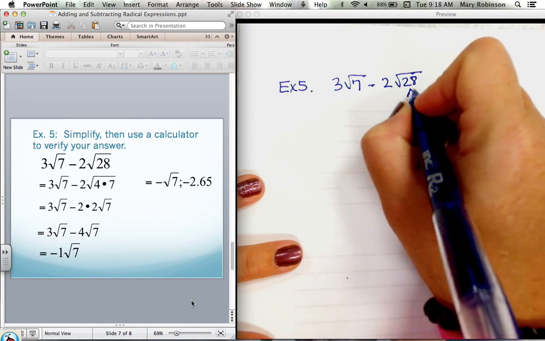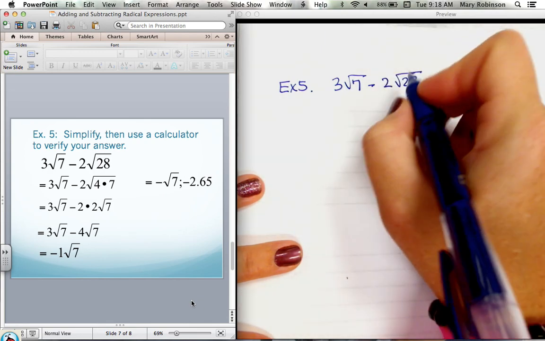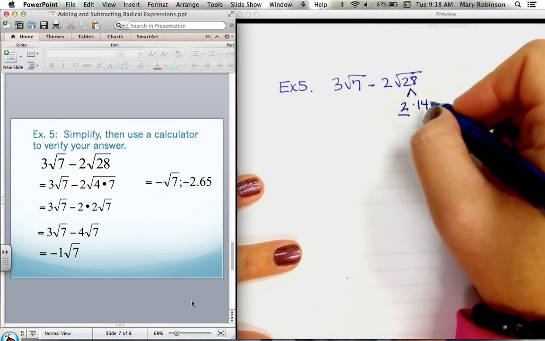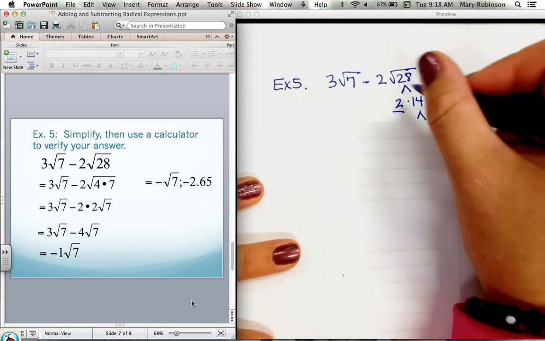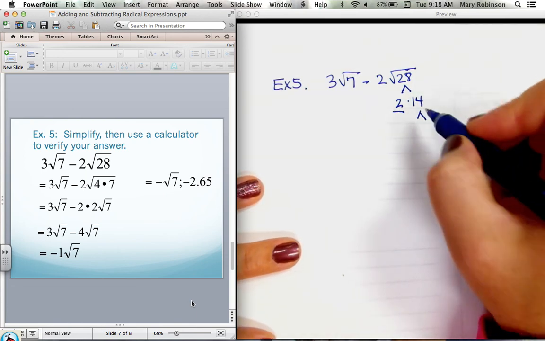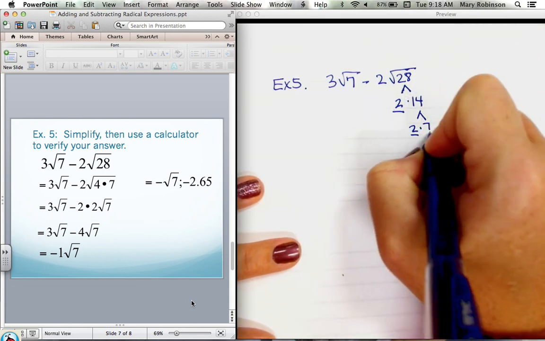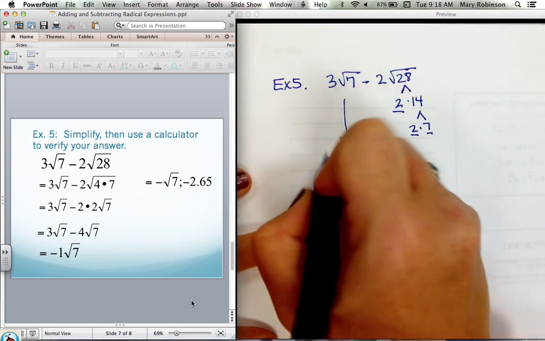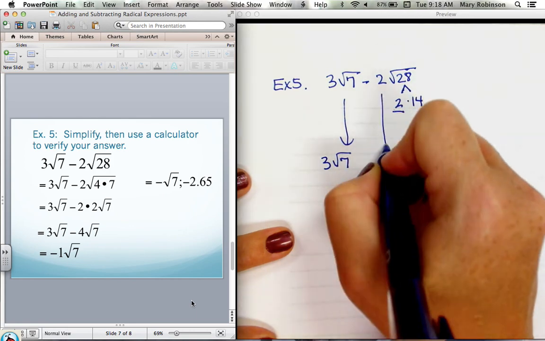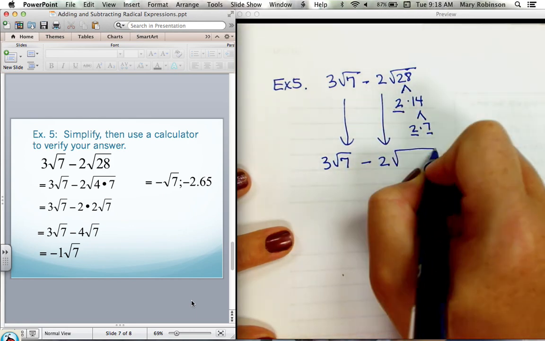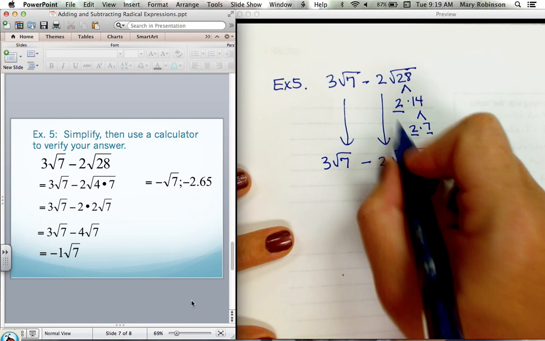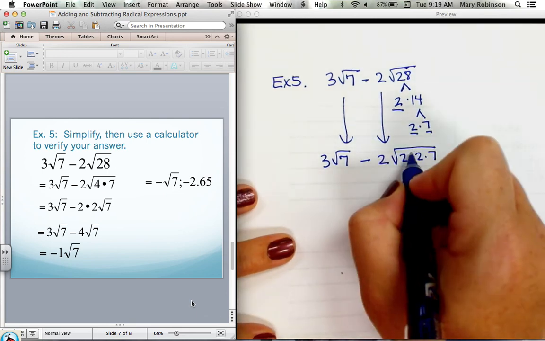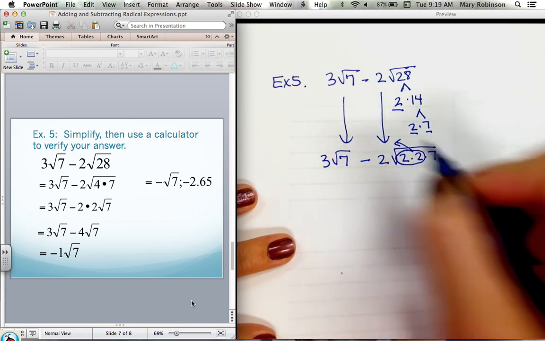So when I break down 28, I know that 28 is the product of 2 and 14. You can of course always start with different factors. So you could do 7 and 4, that would be fine as well. But 14 breaks down to 2 and 7. So now I have all of these prime factors. I'm going to rewrite this by bringing this down, and then in place of the square root of 28, rewrite it as the product of 2 and 2 and 7. Now hopefully you've caught on that anytime we see a pair, that's going to come out.